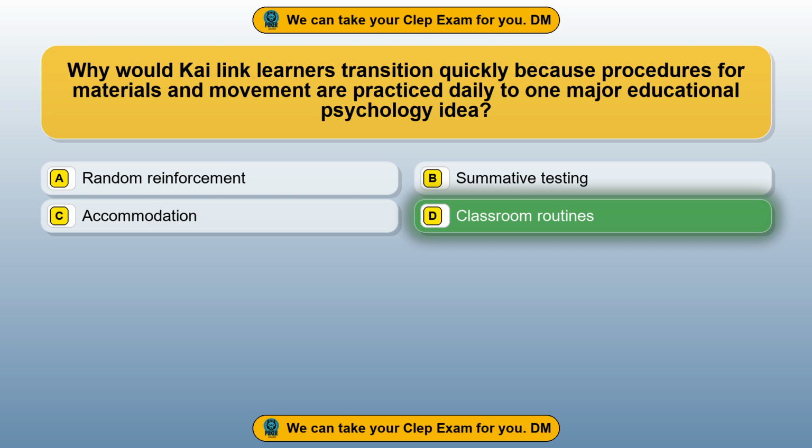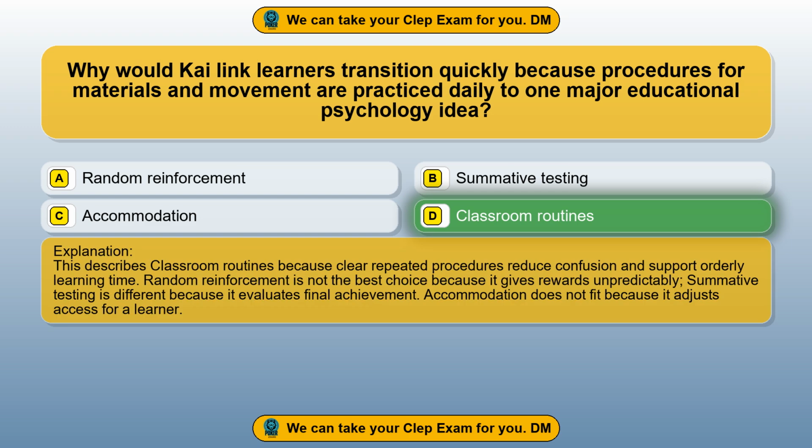Classroom routines. This describes classroom routines because clear repeated procedures reduce confusion and support orderly learning time. Random reinforcement is not the best choice because it gives rewards unpredictably. Summative testing is different because it evaluates final achievement. Accommodation does not fit because it adjusts access for a learner.